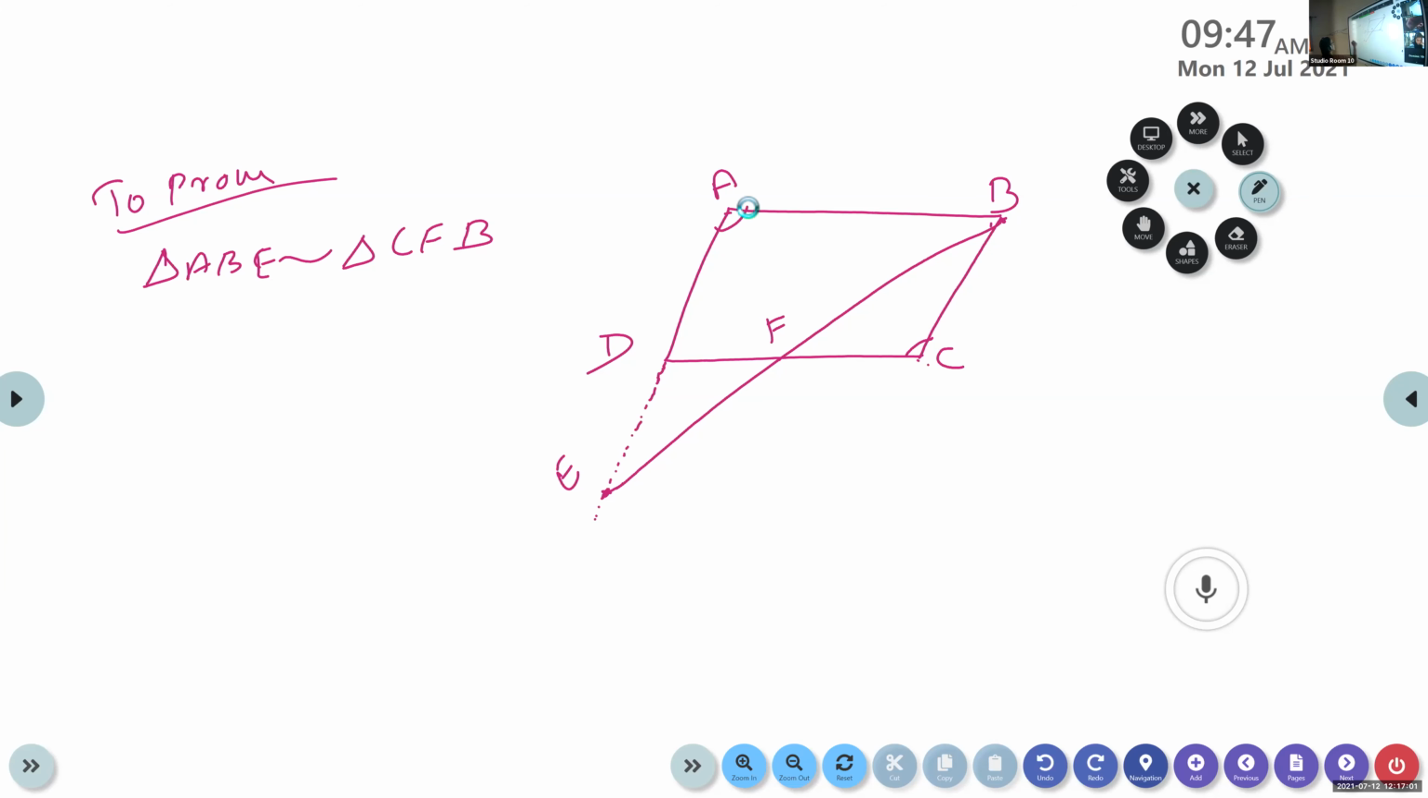What is the reason, Minha? Opposite angles are equal. Opposite angles of a parallelogram. Angle A equal to angle C. Write the reason. Opposite angles of a parallelogram. Good. So one pair of corresponding angles are equal.